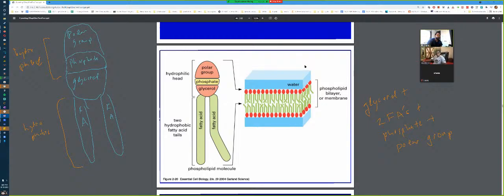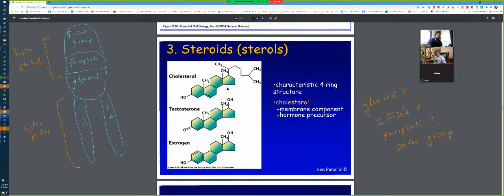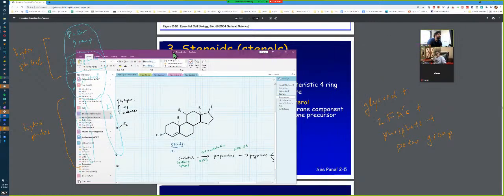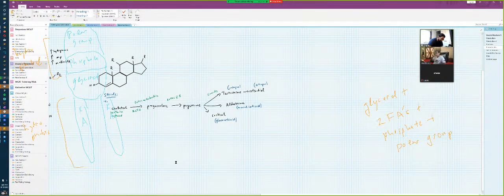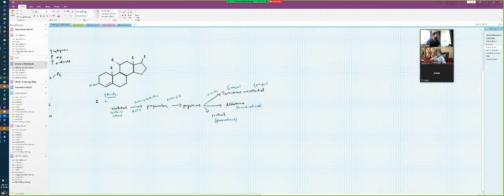All right. Now for steroids, all they have is this slide, but I have the perfect thing for you to write for steroids. So this right here, this structure over here, I would draw. Tell me once you have it drawn, then I'll go over this thing. All right, so draw that structure.